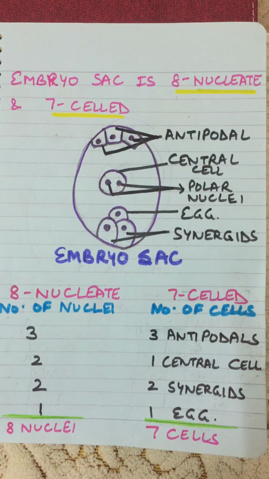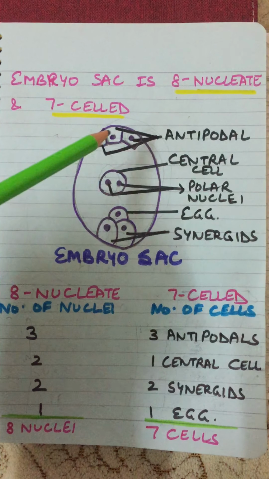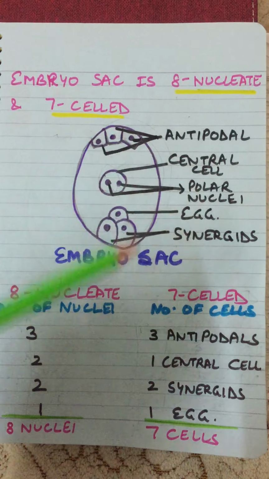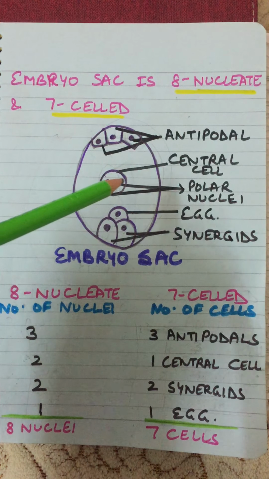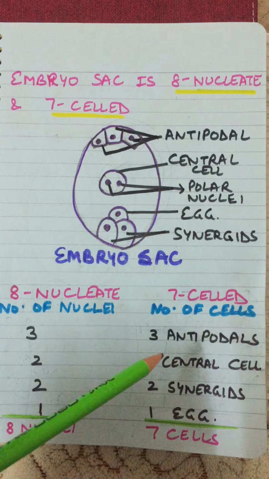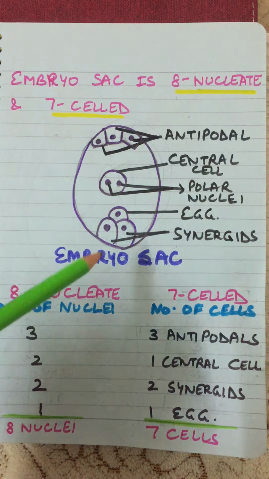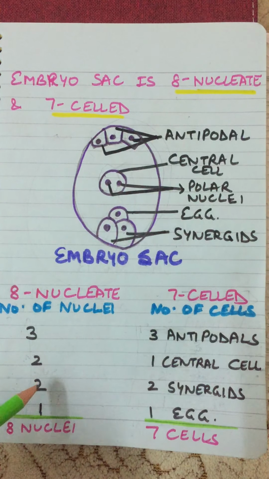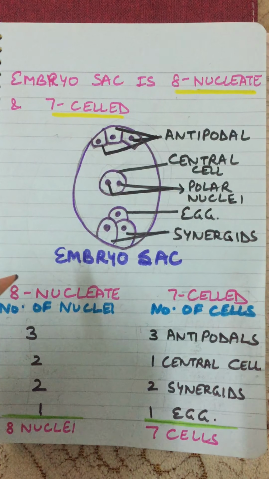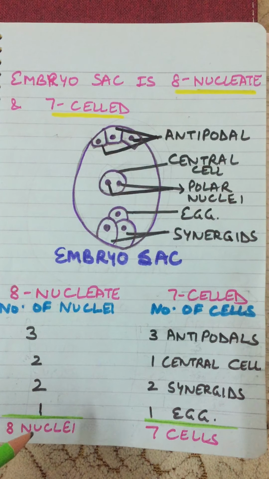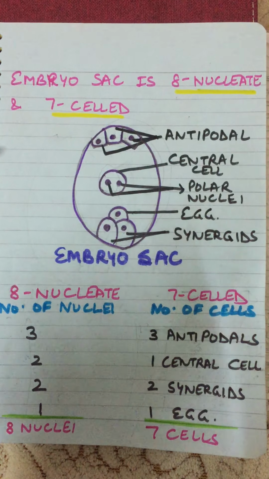Now if we count the number of nuclei, 3 antipodals, 3 nuclei. 1 central cell, but here 2 nuclei are present. Here lies the difference. So one central cell with 2 nuclei. Then two synergids with 2 nuclei, one egg with 1 nucleus, and the total number of nuclei comes out to be 8. So we can say the embryo sac is 8 nucleate and 7 celled.